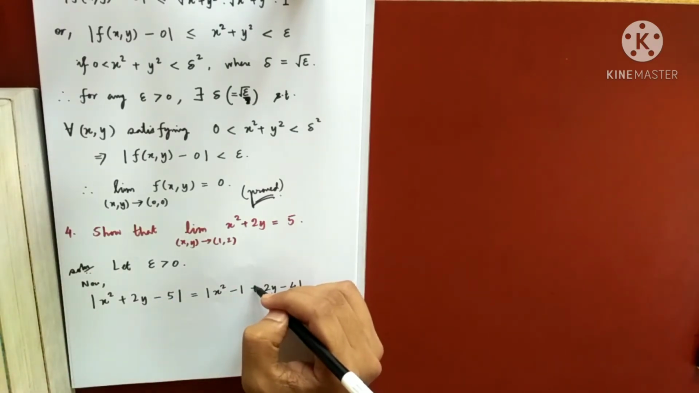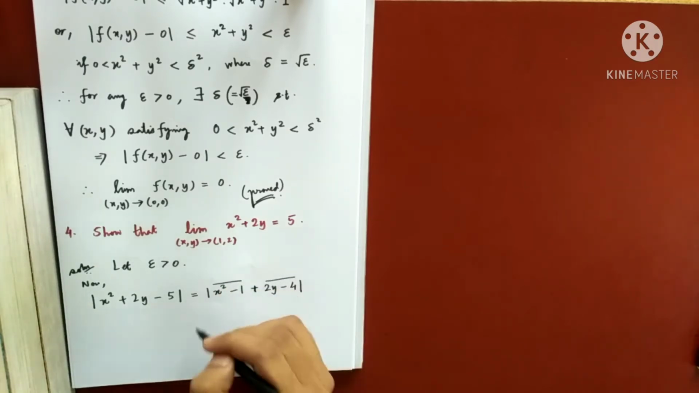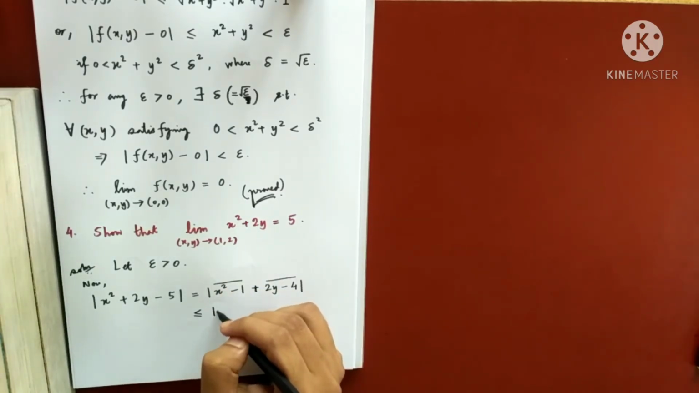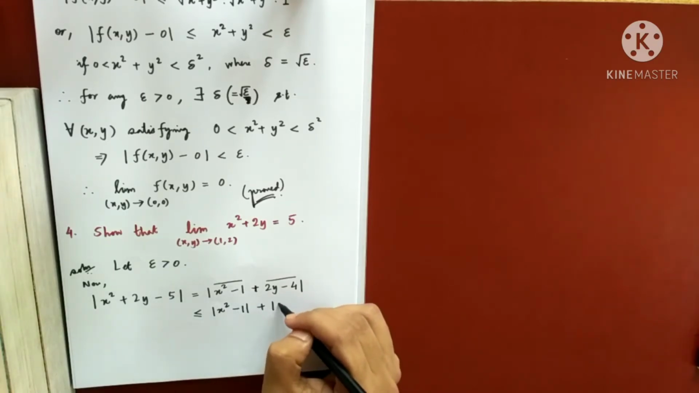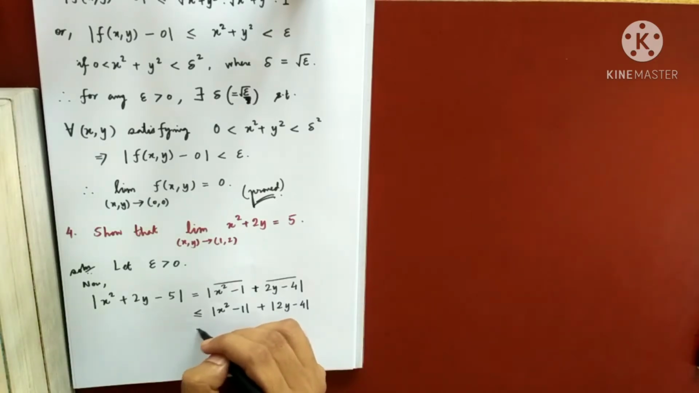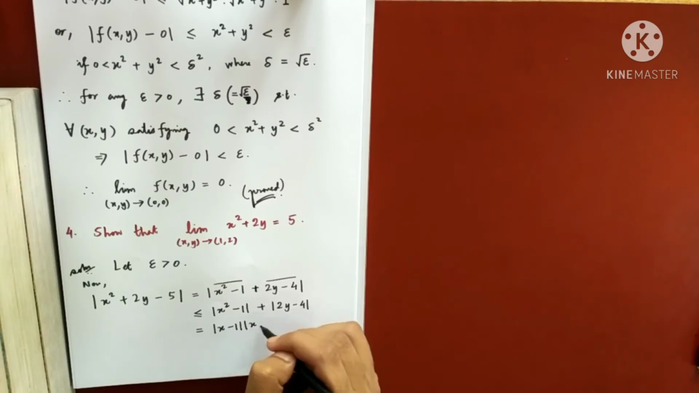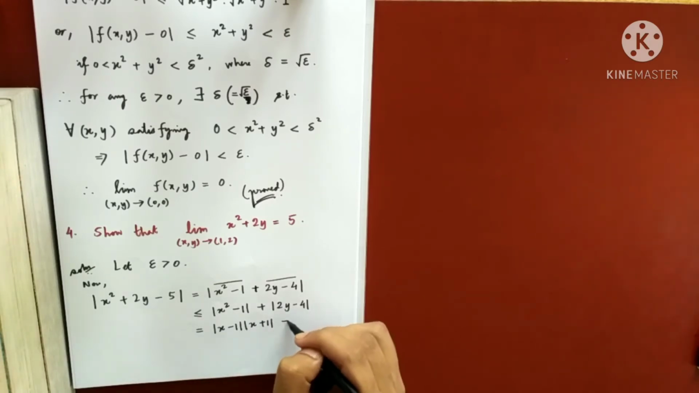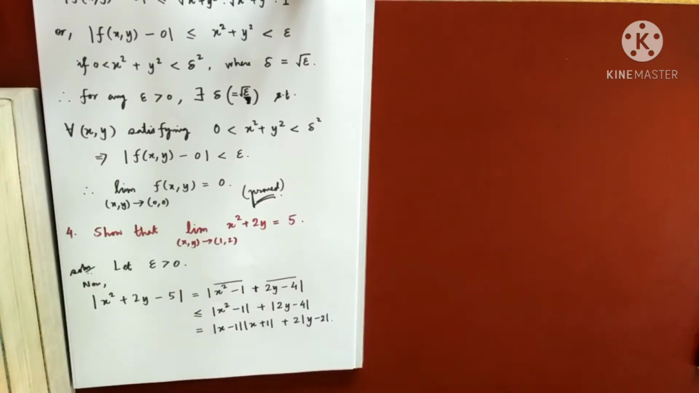Now again use the triangle inequality. Consider this as A and consider this as B. So this is less than or equal to mod A plus mod B, or this is exactly equal to mod of x minus 1, mod of x plus 1, do not ask why, and if I take 2 common, this is mod of y minus 2. I hope I am clear, right?